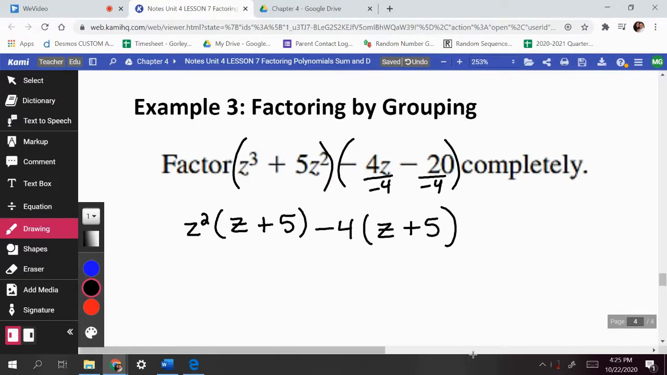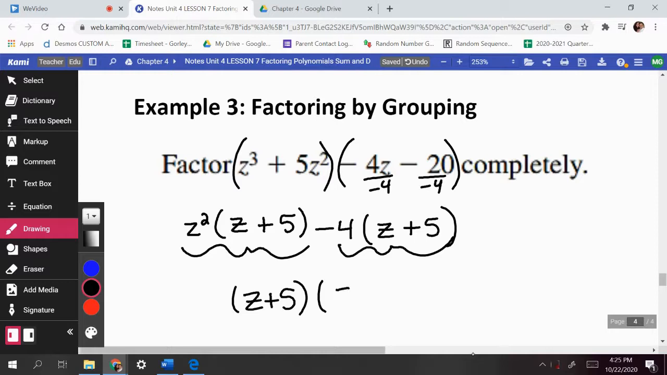Right, factor out a GCF again. What do both of these terms have in common? They both have a z plus 5. And then what would be left if I factored out a z plus 5? We would get z squared minus 4. Okay, and that's the end of factoring by grouping.